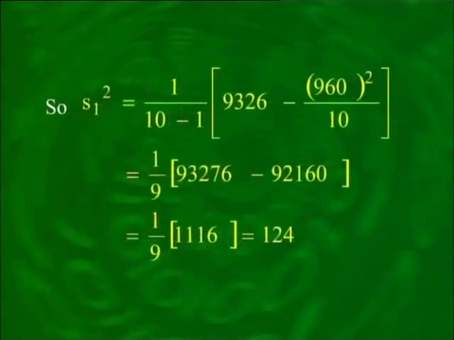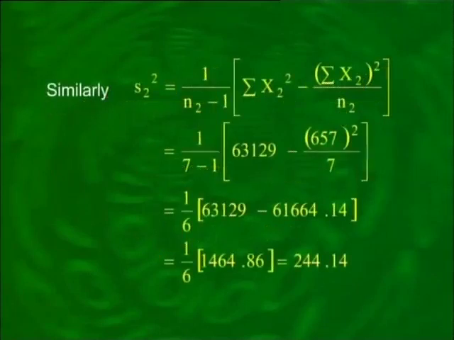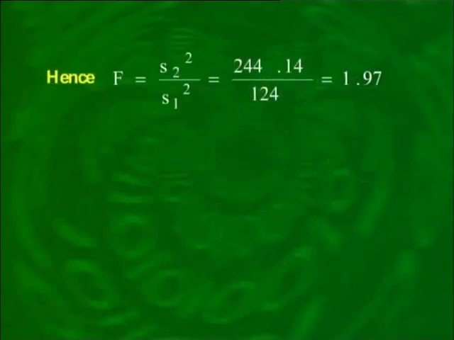Hence, substituting all the relevant values, small s1 square comes out to be 124, whereas small s2 square is equal to 244.14. Hence, the computed value of our statistic, which we can call F, is equal to 1.97. Students, the next step is the critical region. Hamara alternative hypothesis kya tha?